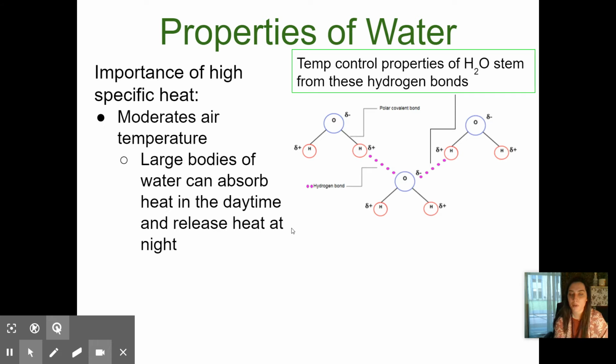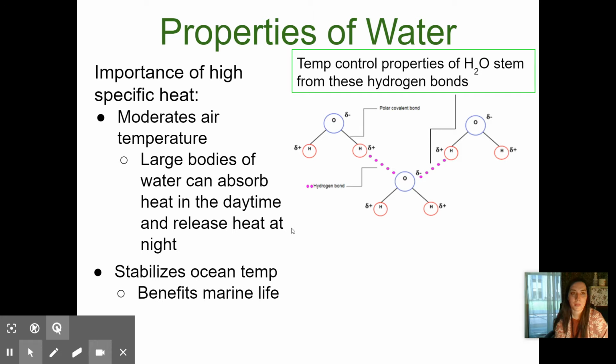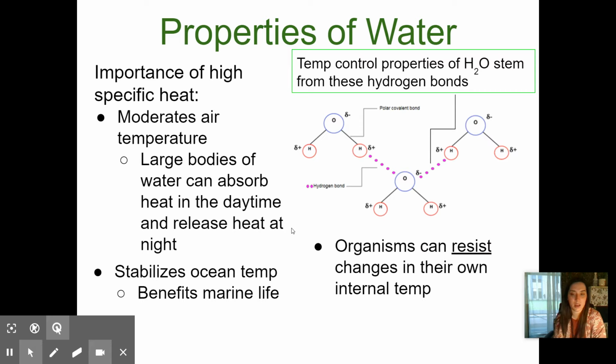For example, large bodies of water can absorb heat in the daytime, and they can also release heat at night. And this stabilizes, probably most importantly, the ocean temperatures. This obviously benefits marine life, because if water were too hot, if it were as hot as outside, for example, then it wouldn't be a viable ecosystem for marine life.